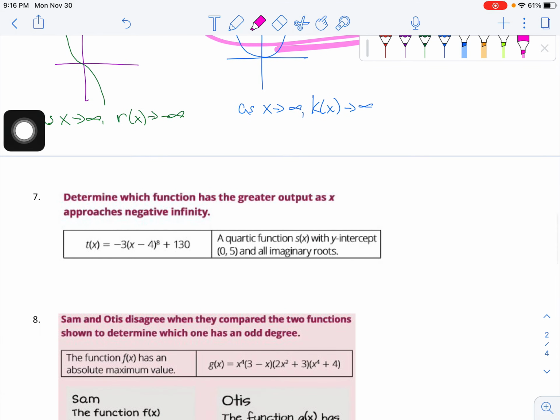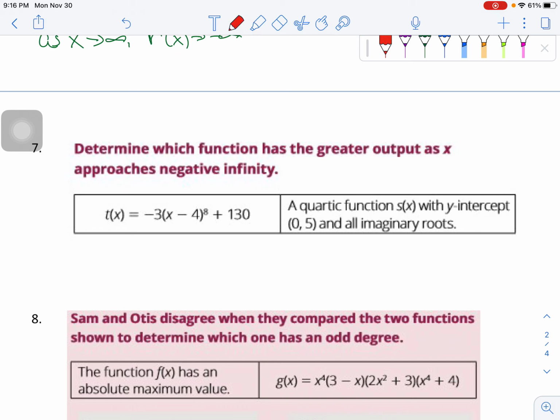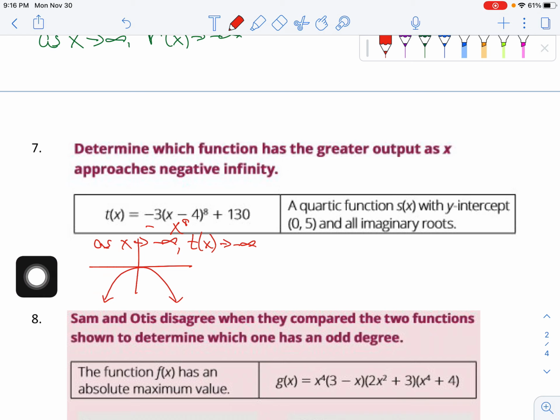All right, keep going. We're just going to keep rolling on through these examples here. Problem number 7, determine which function has the greater output as x approaches negative infinity. Okay, so I'm going to do the exact same thing I did in the last one. Let's see, we've got x to the 8th here, but there's a negative in front. So that means it's an even degree function, but it's been reflected. So it's going to look something like this. So as x approaches negative infinity, t of x approaches negative infinity. Okay, right? This graph is dropping over here.